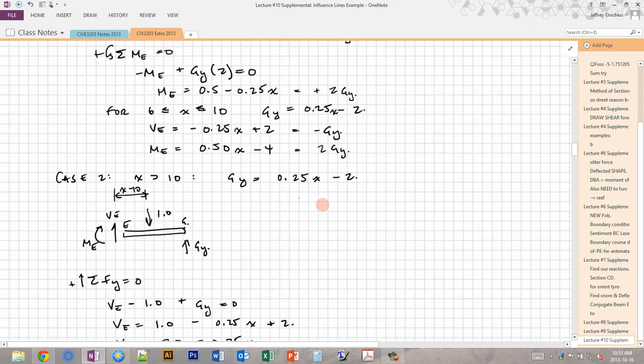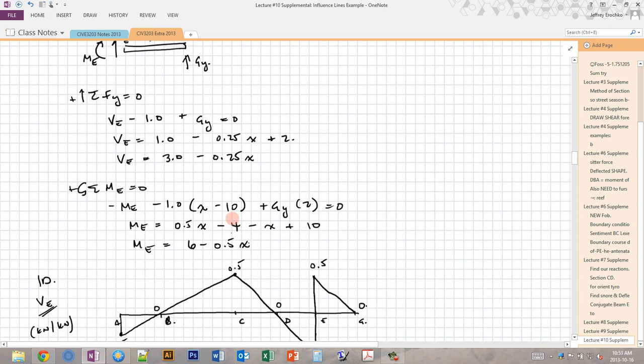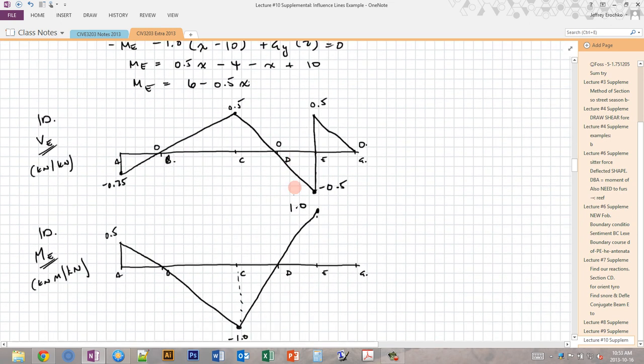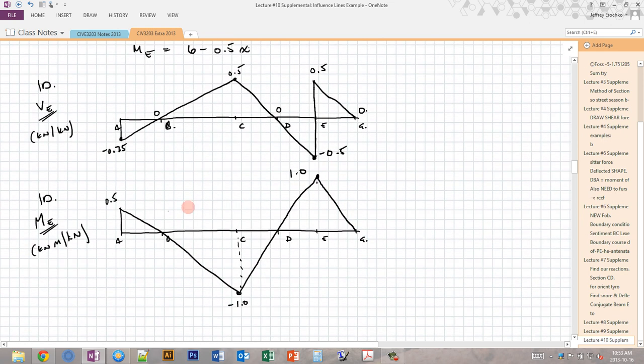So that was for x less than 10, and I subbed in 10. Now for x greater than 10, if I sub 10 into the moment here, I still get 6 minus 5, which is still equal to 1. And if I put 12, which is our point G, then I get 0. So it looks like this. And so that's our full influence line for the moment. So shear and the moment. And again for the moment, you'll notice that at B and at D, which are the locations of the supports, if the unit load is above those supports, all the load goes directly into the support, which means that there's no effect on the moment at point E.